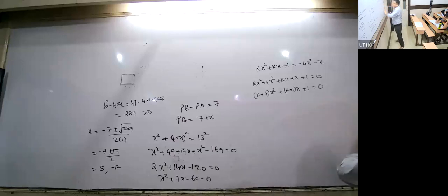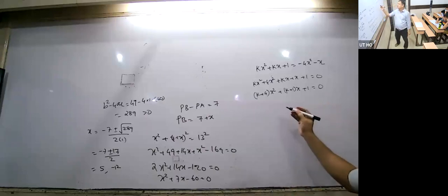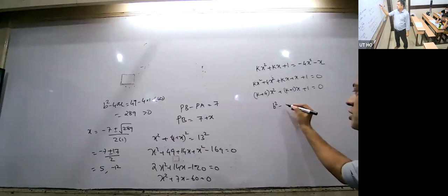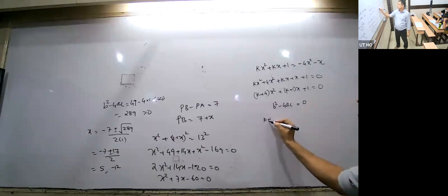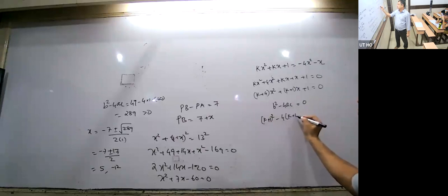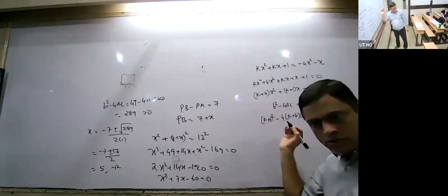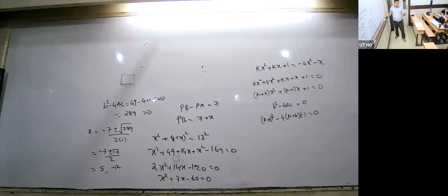A is k plus 4. Then b is k plus 1. c is 1. So b square minus 4ac: k plus 1 whole square minus 4 times k plus 4 times 1. Should I do the expansion and simplify? Done. Over. Yes.